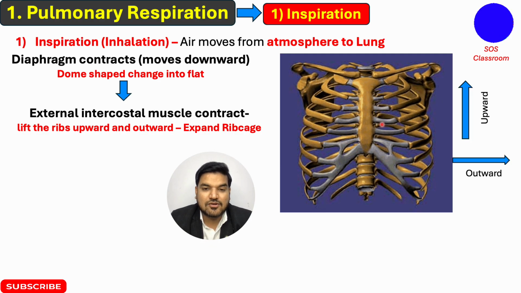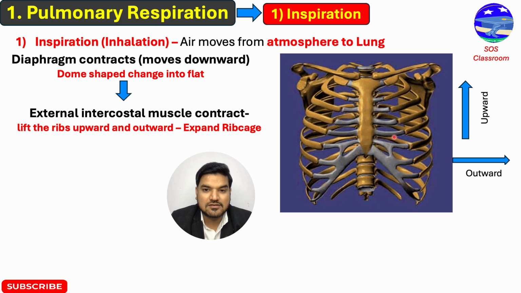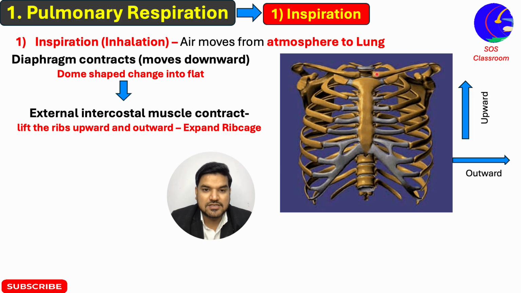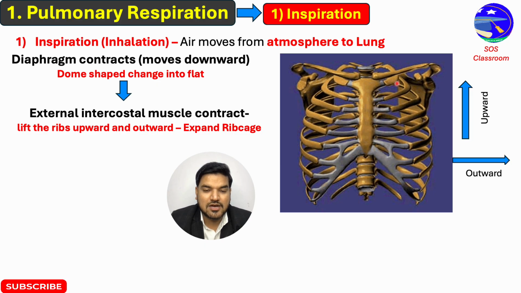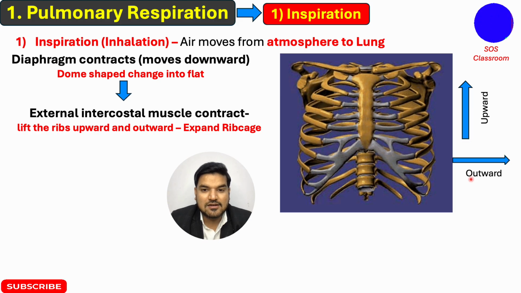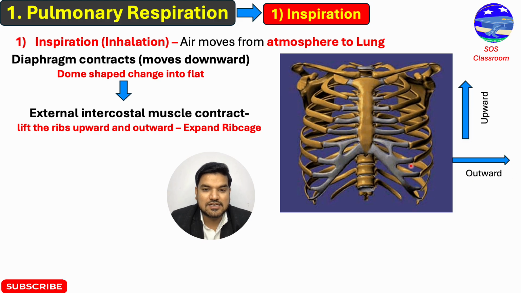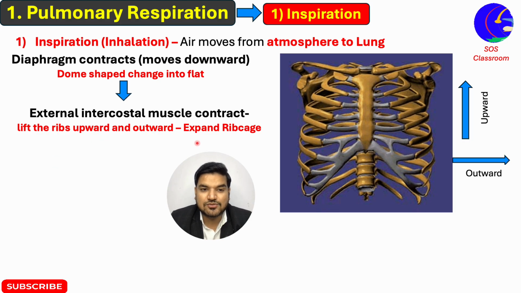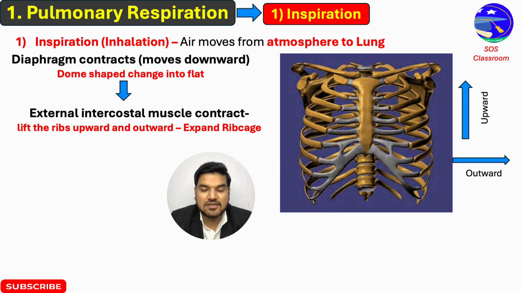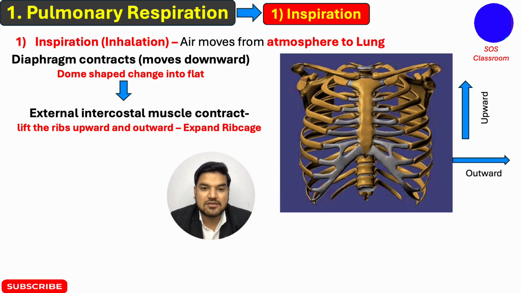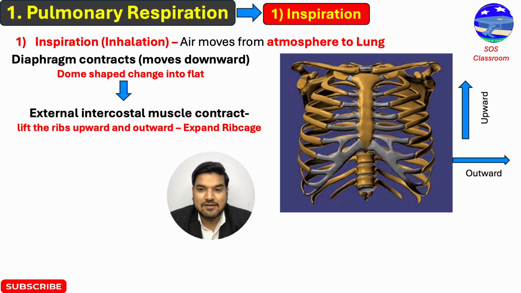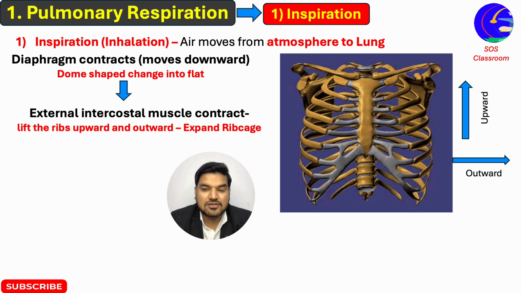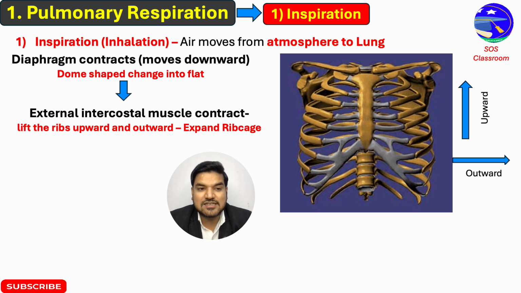When the intercostal muscles contract, movement occurs upward and outward. Upward means the ribs move in the upper direction, and outward means toward the lateral sides. So the ribs lift upward and outward, which leads to expansion of the rib cage. Expansion of the rib cage means the space in the thoracic cavity increases. When the thoracic cavity increases, the thoracic cavity volume also increases.